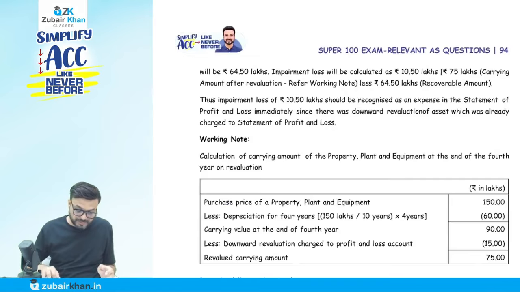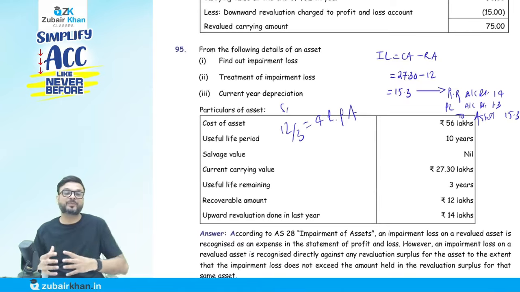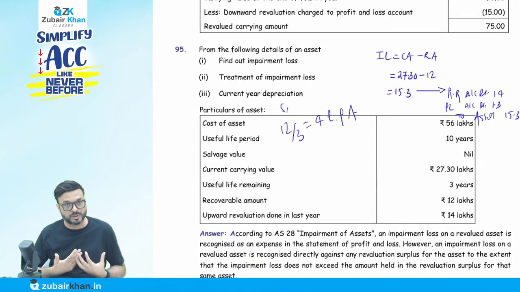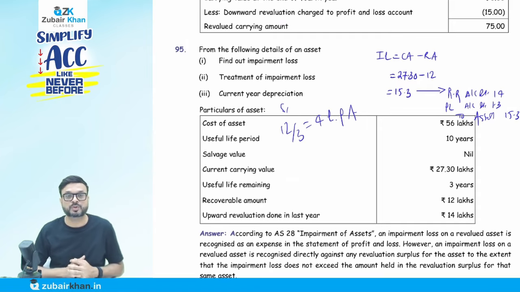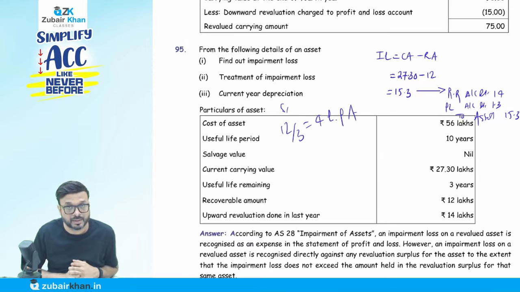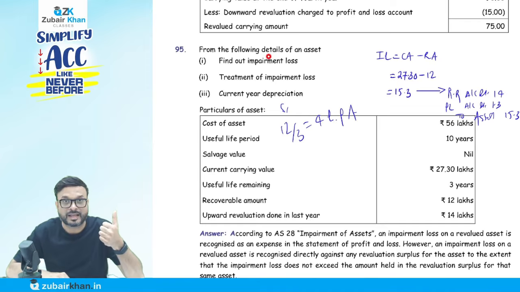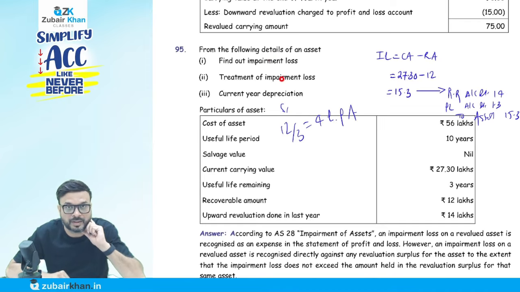Now come to the next question. Most probably they will ask you from these two concepts only: how to calculate the impairment loss and what is the treatment of the impairment loss. Now come to question number 95. From the following details of an asset, find out the impairment loss and the treatment of the impairment loss. So two things: calculate the amount of impairment loss and the treatment of impairment, or they may also ask for the current year depreciation.